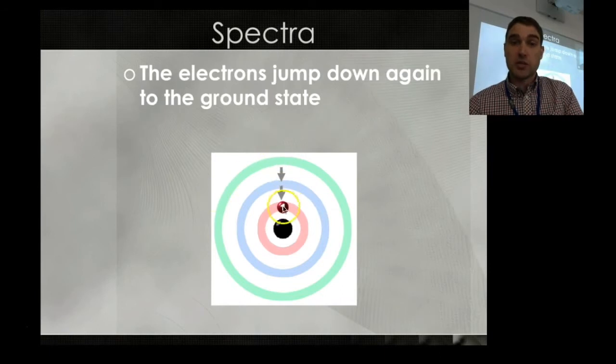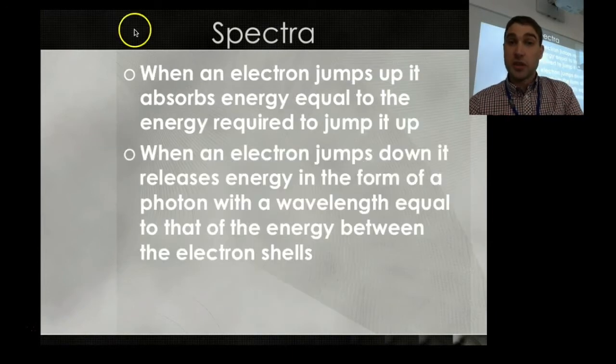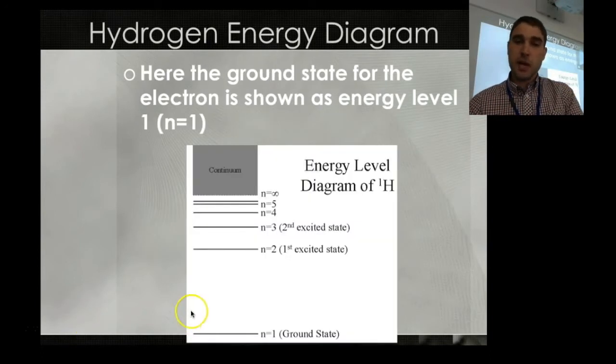So the electrons can be pushed up into energy shells that are further out, and that requires energy, and then when they fall back down, they release energy in the form of light. When the electron jumps up, it absorbs energy equal to the energy required to jump it up, and when an electron jumps down, it releases energy in the form of a photon with a wavelength equal to that of the energy difference between the electron shells. There's a lot more of this in physics than there is in chemistry, but this is just the basis of how AAS works.